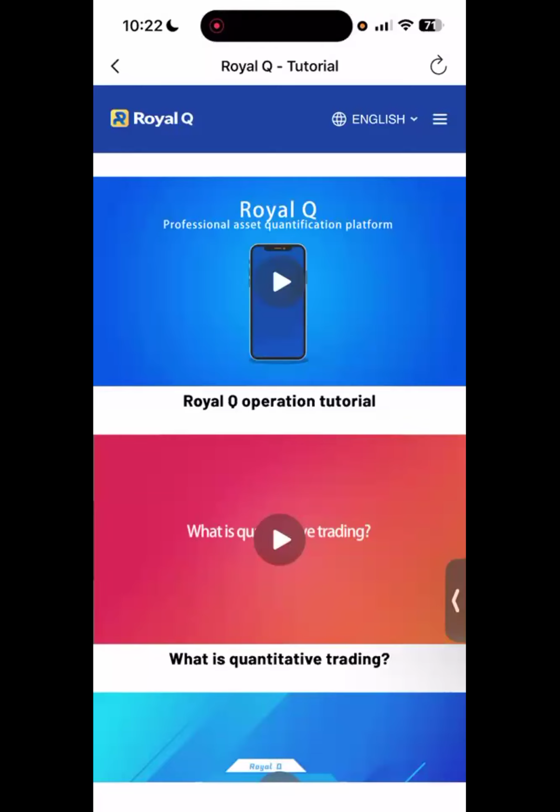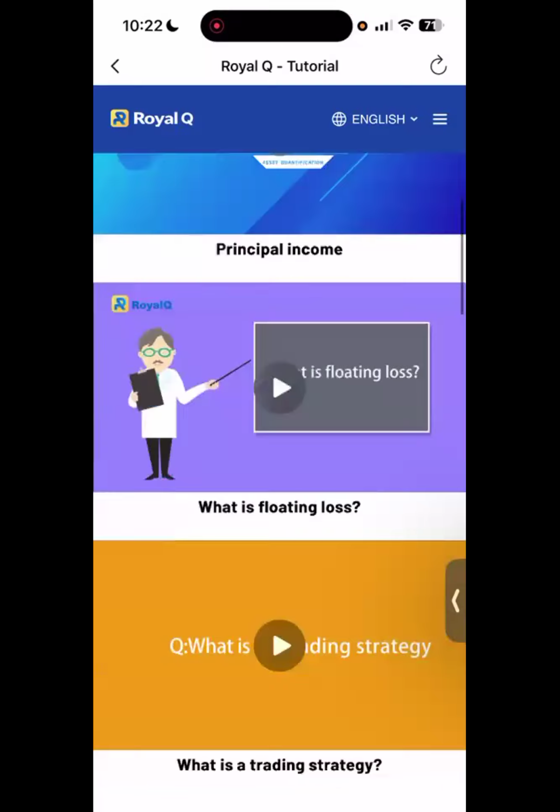Guys, it is here. What is quantitative trading? What is principal income? What is floating loss? For you to understand that being in floating loss does not mean it is a real loss. Elon Musk was in floating loss. El Salvador was in floating loss. Today, are they in floating loss? No, they are in floating profit. So once you understand all these videos here, you will love this business.